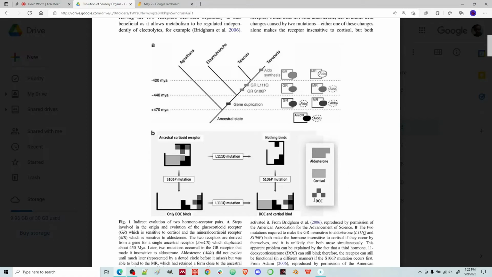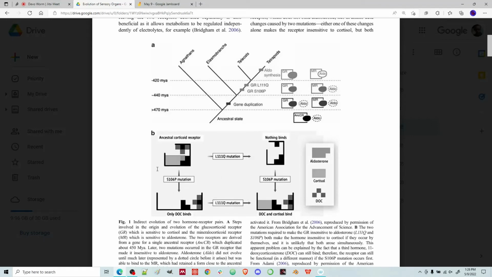Now what's interesting is that you can go down another path, and you can find that you can actually have a mutation that takes this ancestral corticoid receptor and turns it into sort of a null receptor. Nothing binds to the receptor, so it doesn't really have a function. But it will maybe stick around, and you might encounter another mutation, this S106P mutation. When that mutation is added to this genotype here, you end up with the same phenotype that you would have through this pathway.